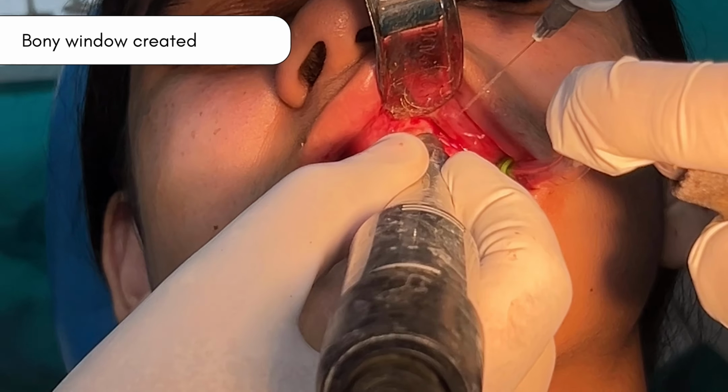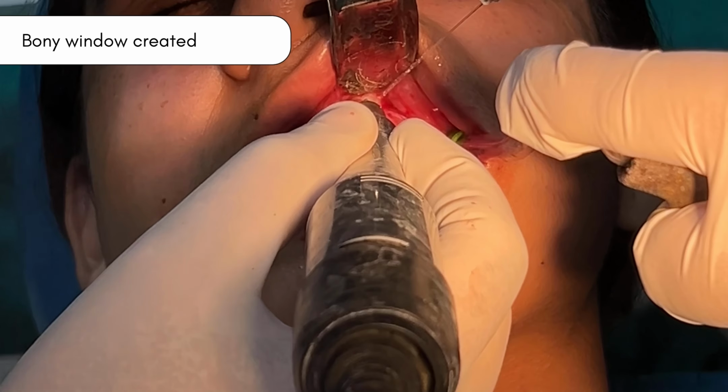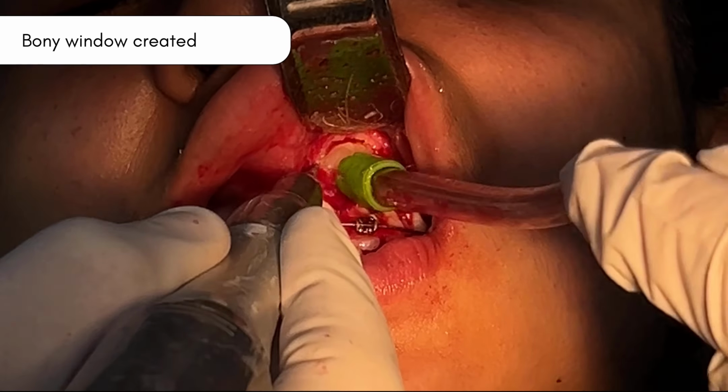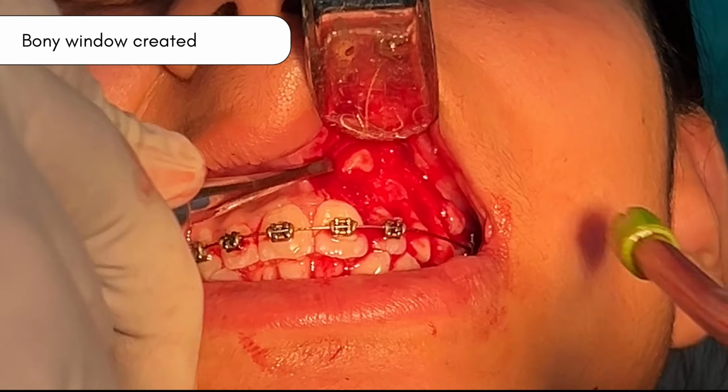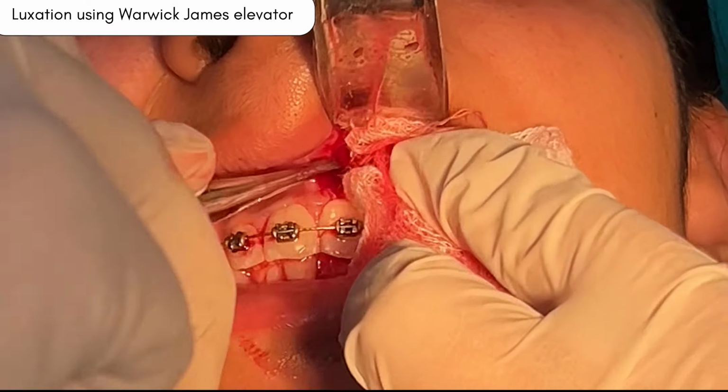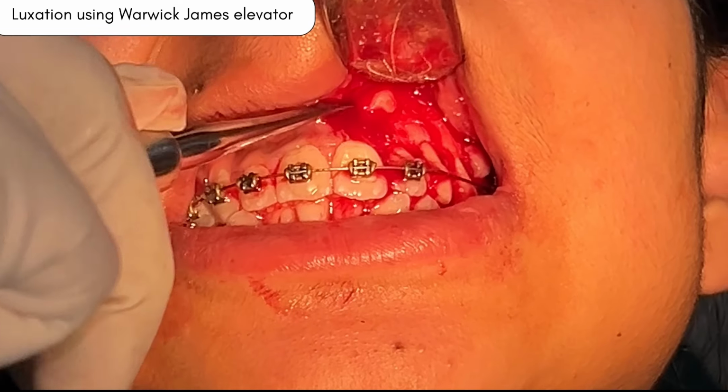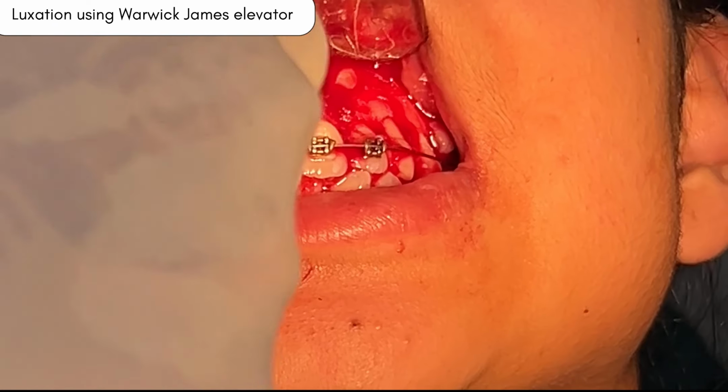So now here you can see, using a micromotor with the surgical burr, a controlled bony window was created directly over the crown of the impacted tooth. Once the small portion of crown was exposed, the tooth was sectioned into parts to reduce the resistance during removal.